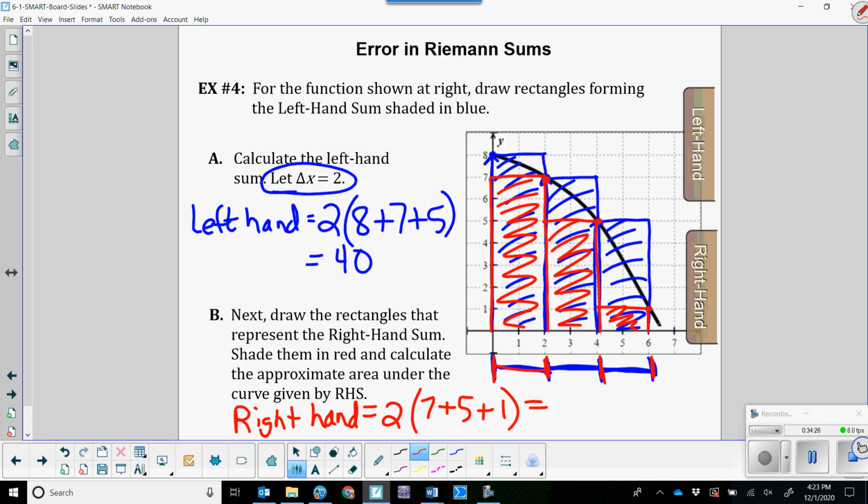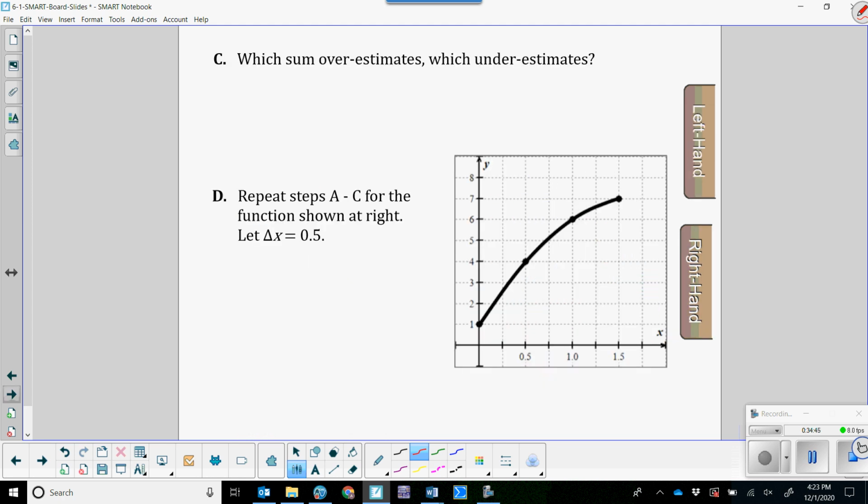So we're going to get 13 times 2, or 26. Now the next question, C, says which one overestimates and which one underestimates. Well, clearly in this case, the left-hand sum overestimated and the right-hand sum underestimated. Okay? Then it says do the same thing again with this function.